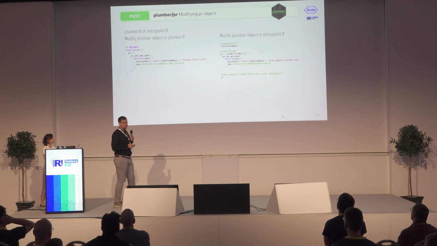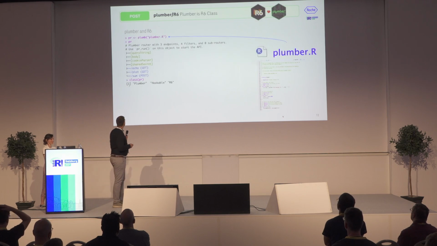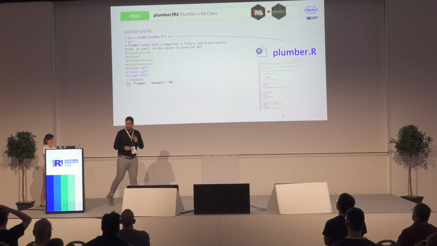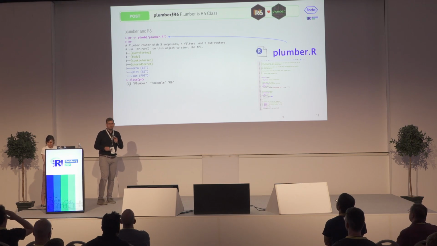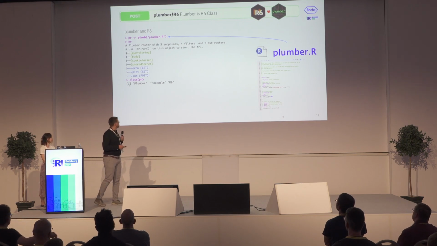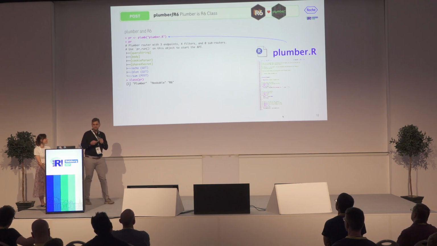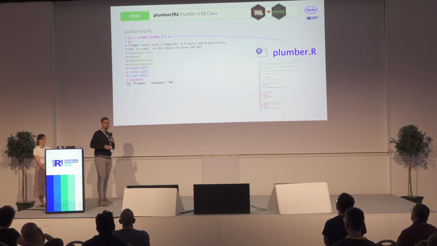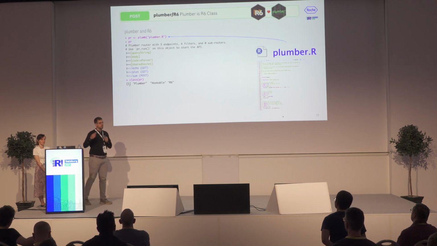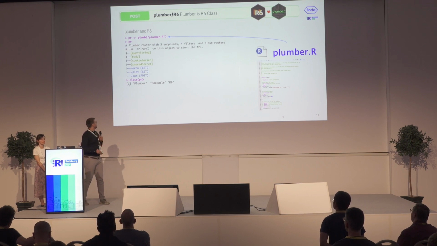But what actually is the Plumber object? The Plumber object is just an R6 class, and I really love this approach because you can do whatever you want with that. You can print everything that is in the Plumber class, and this is the representation of the API. So this representation is just triggered and run in the runtime of Plumber.